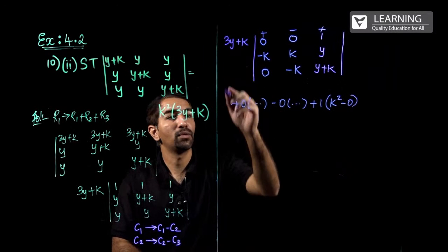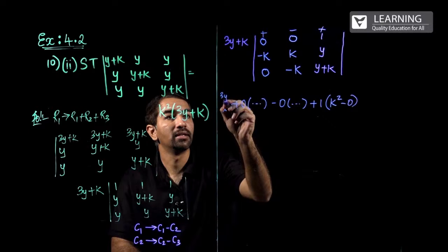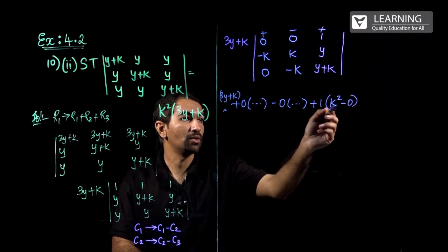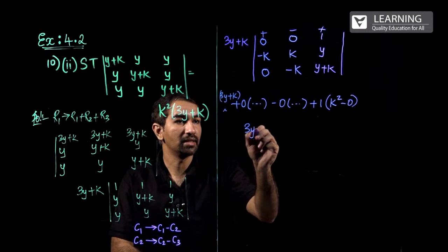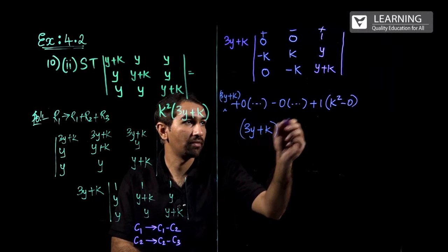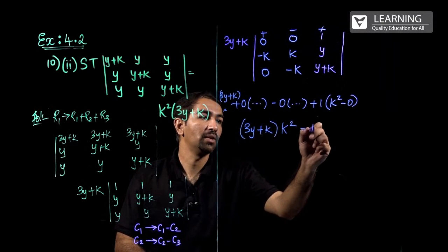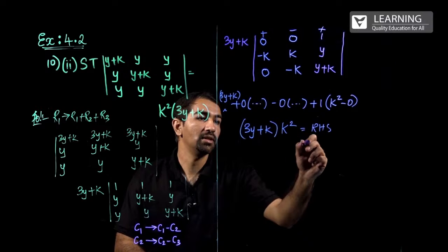Correct? What do we have outside here? Here outside we have 3y plus k. So this is 0, this is also 0, only this is pending now. So we are writing 3y plus k of k square. Is this our right hand side? So which is equal to RHS, therefore proved.